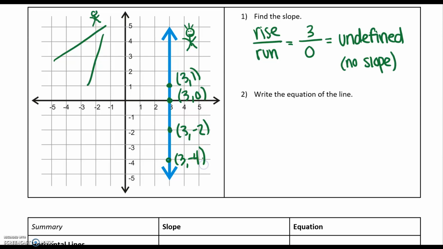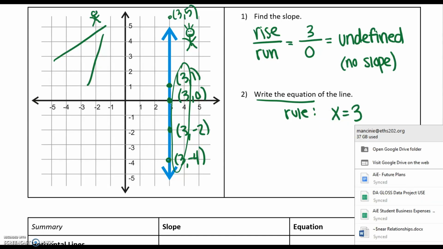What do they all have in common? Okay, they all have in common that the x-coordinate is 3. It doesn't matter what the y-coordinate is. Okay, the y-coordinate is forever changing, but the x-coordinate is always the same. So the rule is the equation. Same thing. Rule means equation. Equation means rule, basically. The rule of this line is that all the x values have to equal 3. And that defines the line. That's how you write the equation.